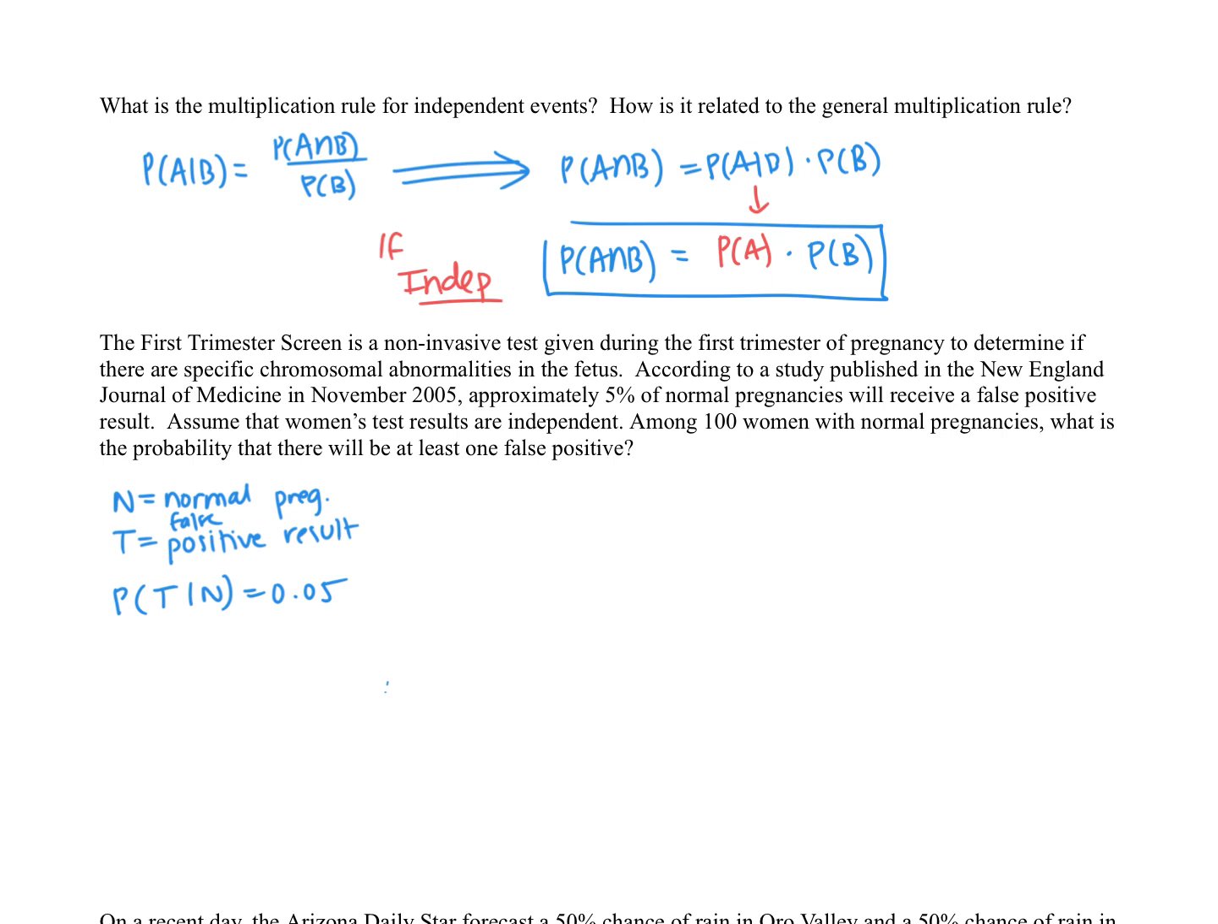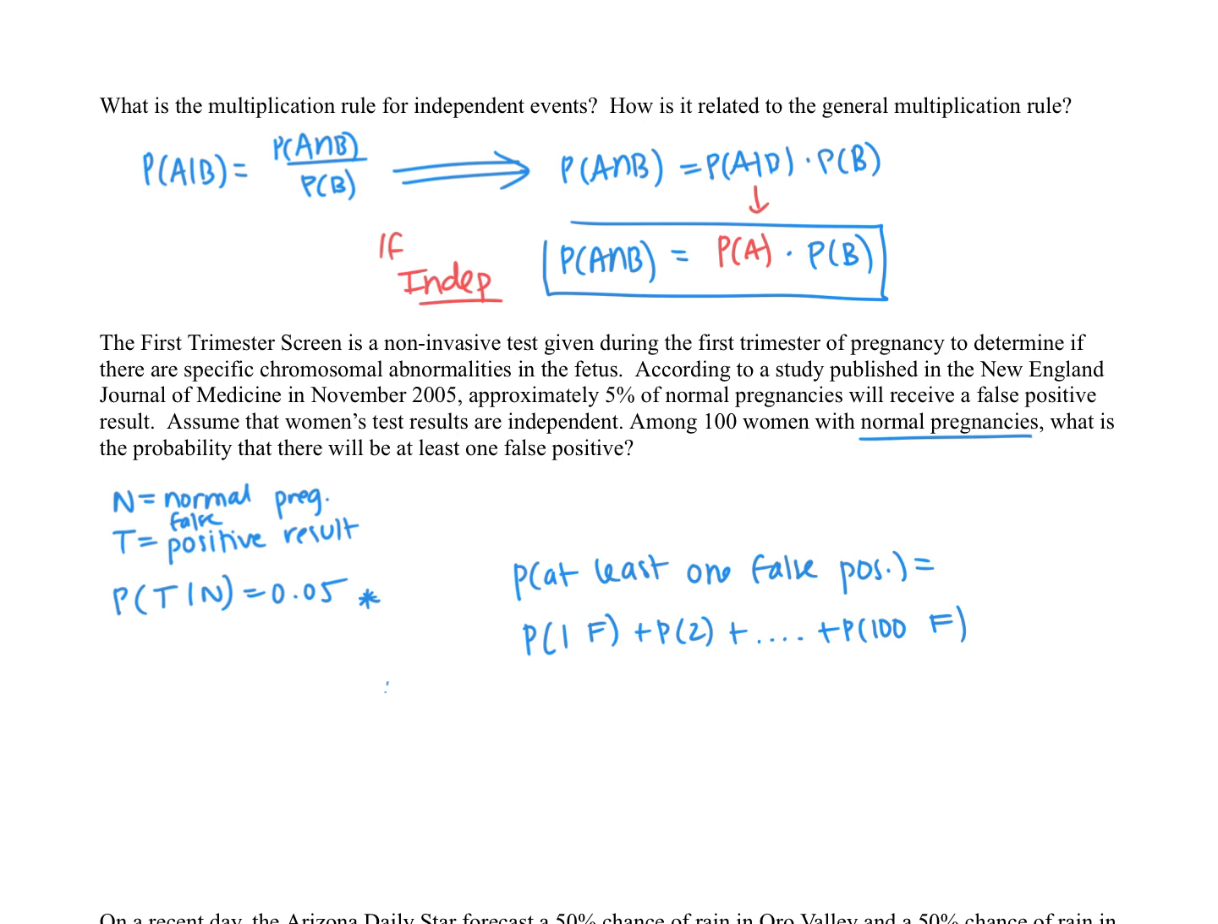Okay, so let's look at what it's asking us for. Among 100 women with normal pregnancies, which means we're using this probability, what is the probability that there is at least one false positive? So we need to find the probability of one false positive and 2 false positives all the way up to 100 false positives out of the 100 women. At least one is 1 false positive, 2, all the way up to 100. You with me so far?